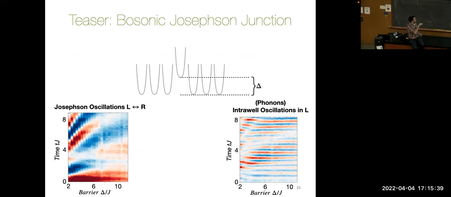But the real point is what you'd really like, if you wanted this thing to be a single mode object, right? You don't want any oscillations within the left well or any oscillations within the right well. What you really wanted was a condensate in a single mode in one well, a condensate in a single mode in the other well, and tunneling back and forth between them. So the interesting question to me is, is there a regime of this system where these oscillations don't occur?